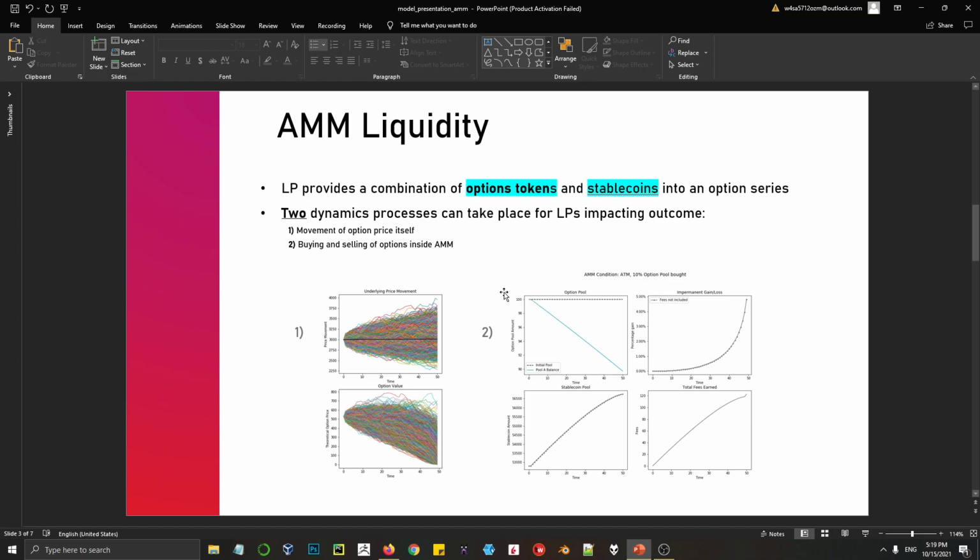The second thing that can change is the buying and selling of options inside the AMM itself. So, for example, you may start off with a pool consisting of, let's say, 100 options and 50,000 stablecoins. What may take shape is more buying may occur, which will drain, for example, the option tokens pool, but also increase the stablecoins pool. So be aware that there are these two dynamics that are taking place at the same time.